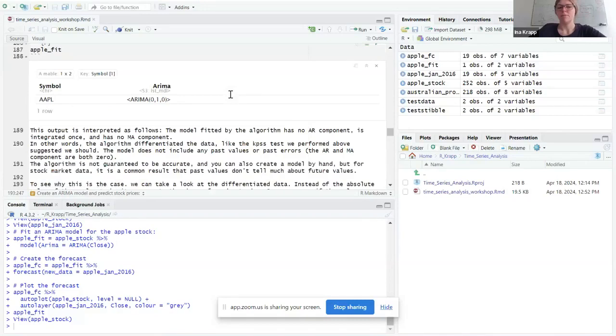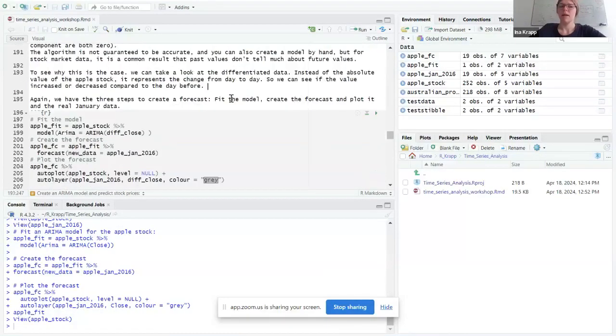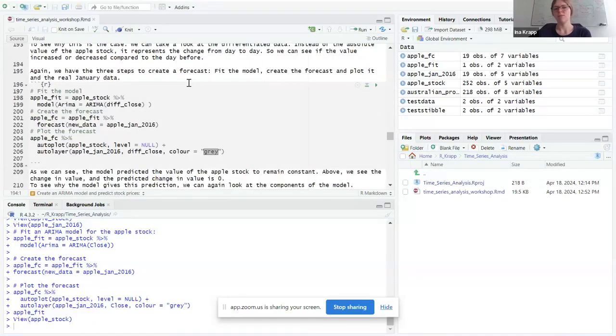I explained before what this differentiated data is. You can interpret it as the change from day to day, and one can also try to forecast that. The process is the same as we've seen before, except we don't use the variable close now, we don't use the closing prices now. Instead, we look at the differences in closing prices. Again, we fit the model, create and plot the forecast.